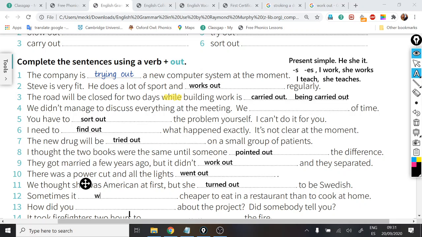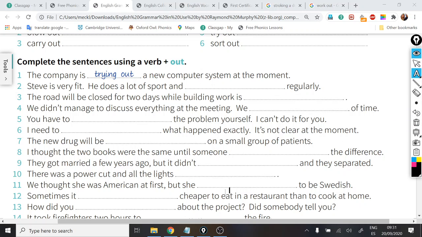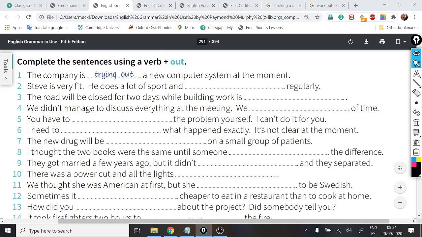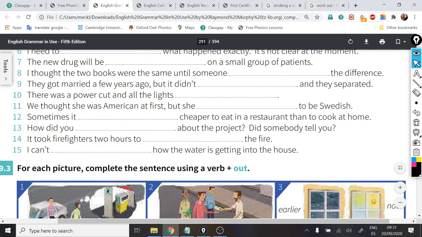Sometimes it works out cheaper. So we talk about money here. So in the end it's cheaper, basically. That's what it means here. So it works out cheaper to eat in a restaurant than to cook at home. Okay, let's go to number 13. Let me scroll down a little bit here.